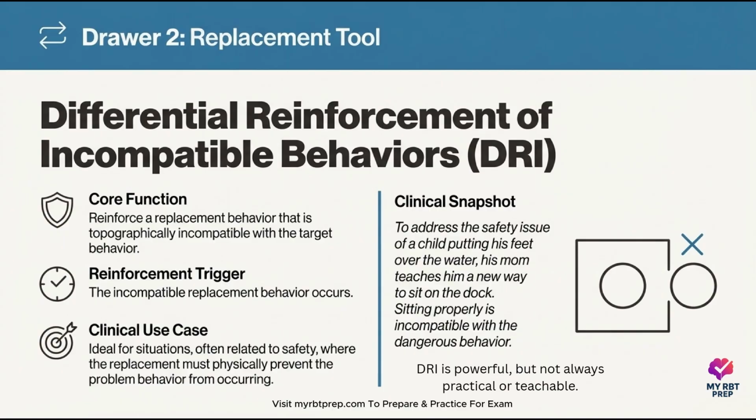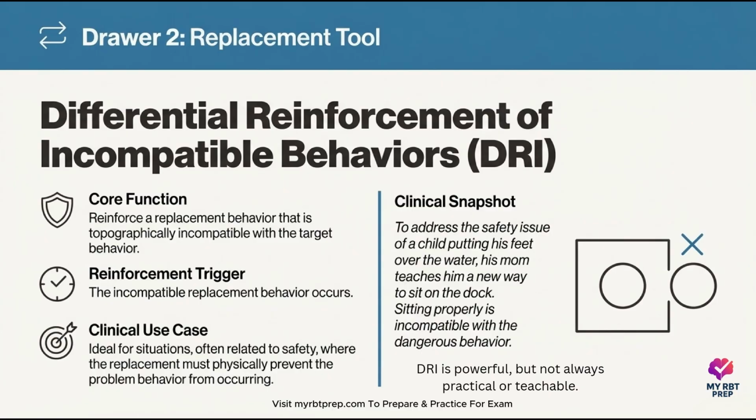Look to the right at the clinical snapshot for the perfect application of this. We have a serious safety risk, a child dangling their feet over the water. A standard correction might fail here. Instead, the mother uses DRI by teaching the child to sit crisscross applesauce or firmly flat on the dock. Why does this work? Because human anatomy dictates that you cannot sit cross-legged and dangle your legs simultaneously. The new safe behavior physically displaces the dangerous one.